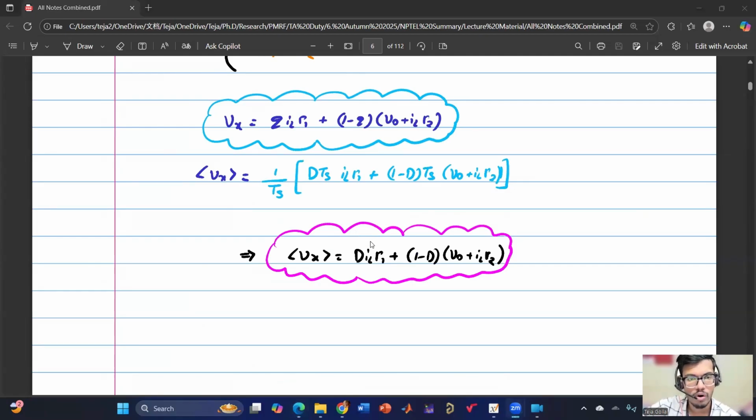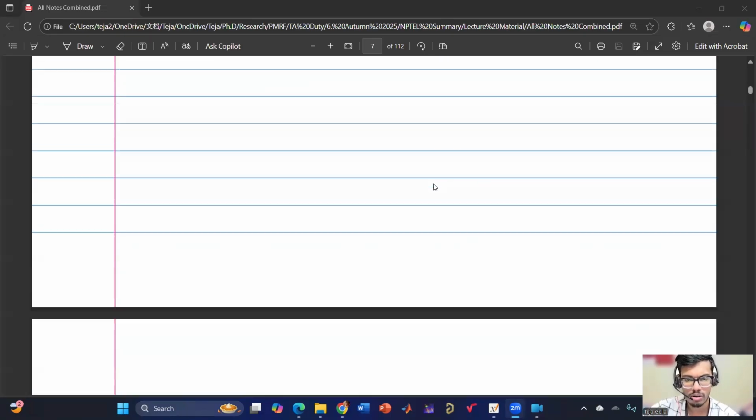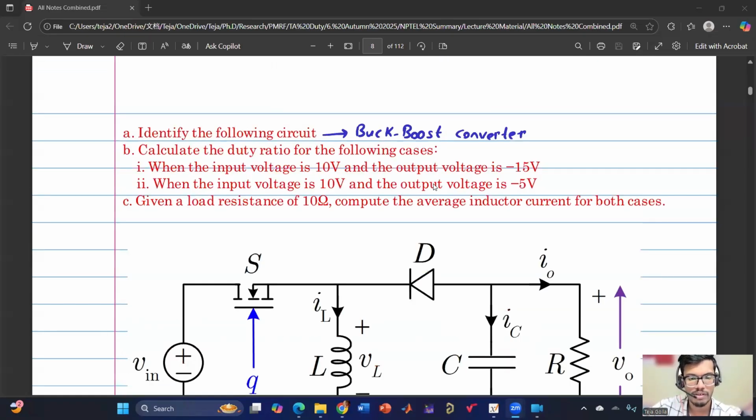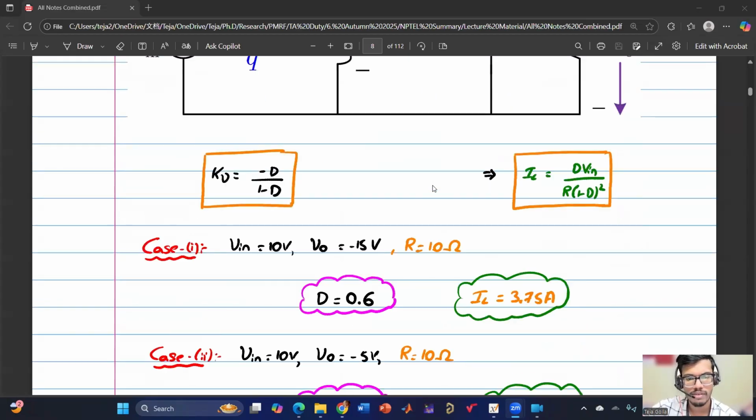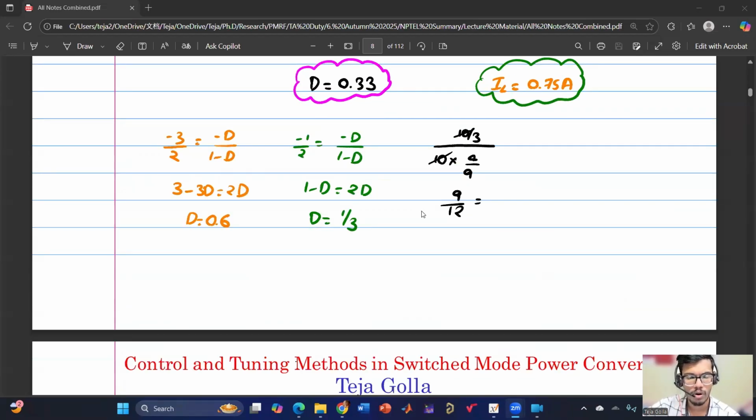Once we got Vx, we moved on to another problem based on efficiency, a simple resistive divider, and we got the efficiency expression. These are all basic math. Then we gave one problem on the buck boost converter based on the voltage relation between input and output voltage. We saw how to solve it if it is operating in buck mode or boost mode.